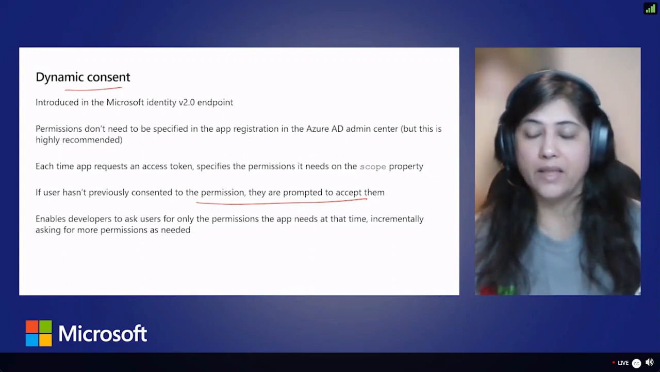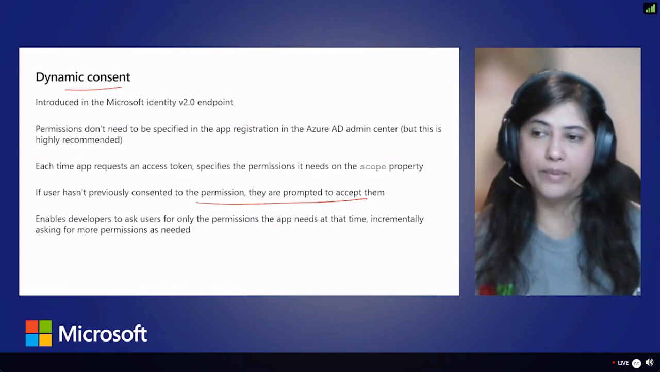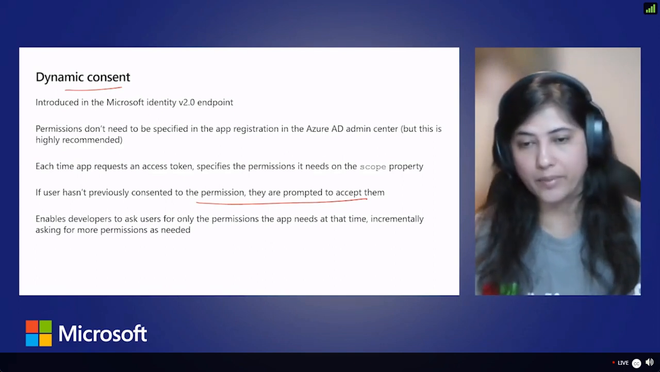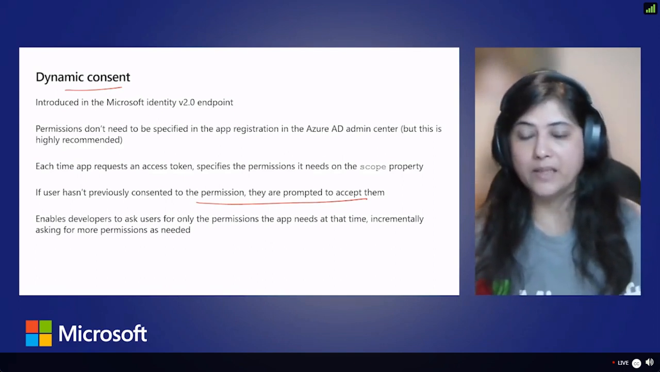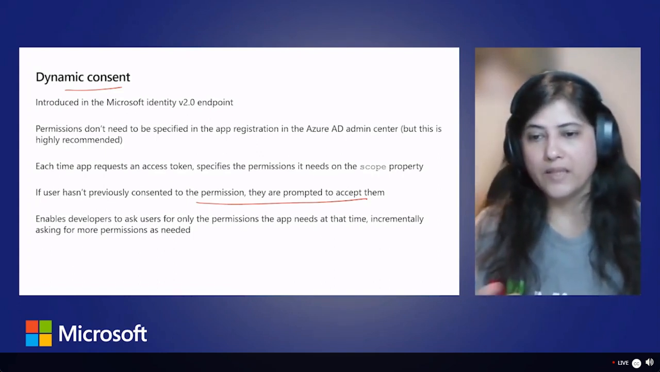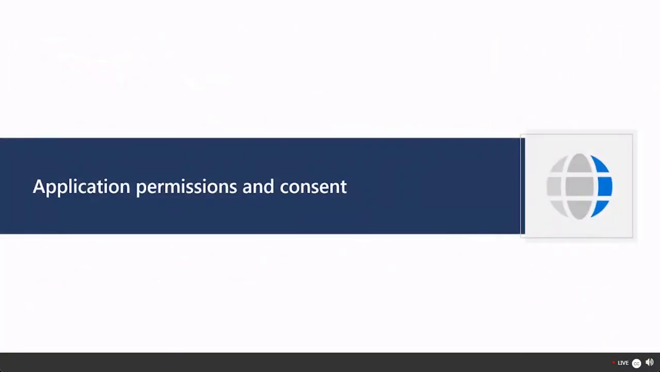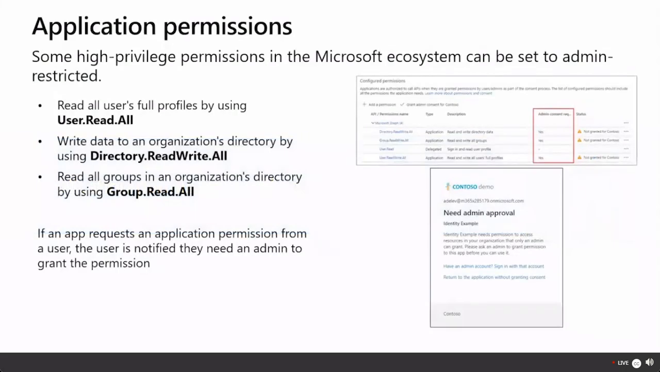So dynamic consent enables developers to only ask users for permissions the app needs at that particular time. For example, at sign-in, the app can request minimal profile information, but later request additional permissions to do more advanced types of tasks. Okay, let's look at application permissions and consent.